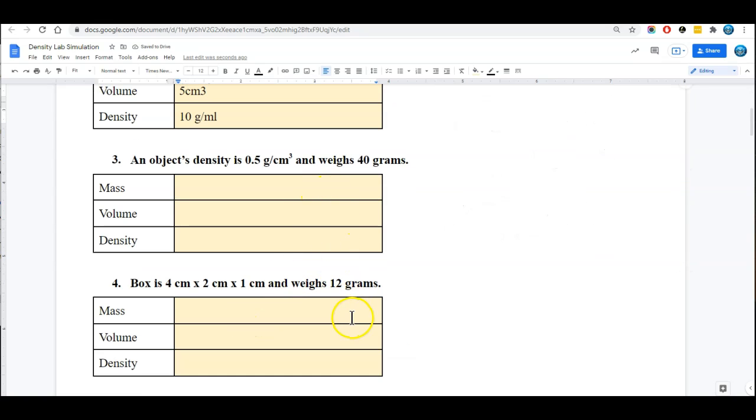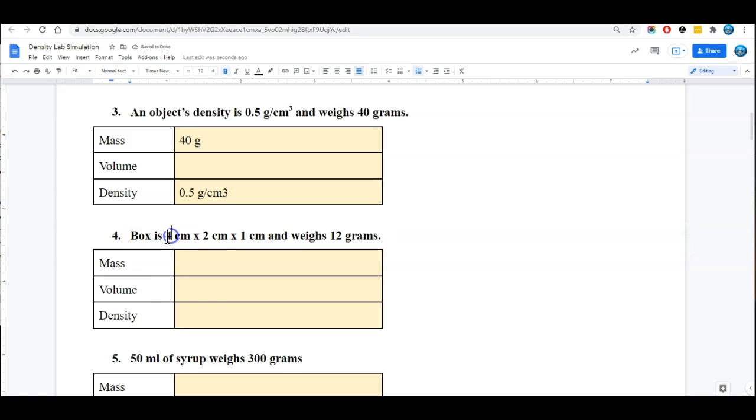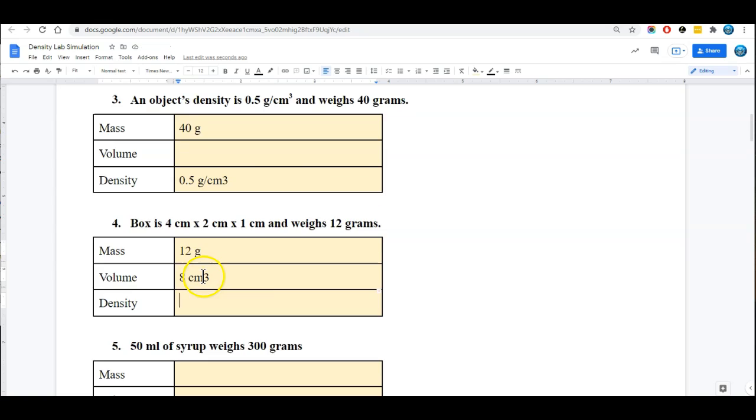So go ahead and fill out the rest of these. I can show you, again, pretty easily, what it is. So 0.5 grams per centimeter cubed, and then there's 40 grams. This one here, it's a box, so before you put in volume, you have to calculate it. 4 times 2 is 8, times 1 is 8, so the volume is 8 cm cubed, or 8 mLs. The weight is 12 grams. This one be careful with, don't leave it as a fraction. You'll have a decimal, works out to like 1.5 grams per centimeter cubed or something like that.